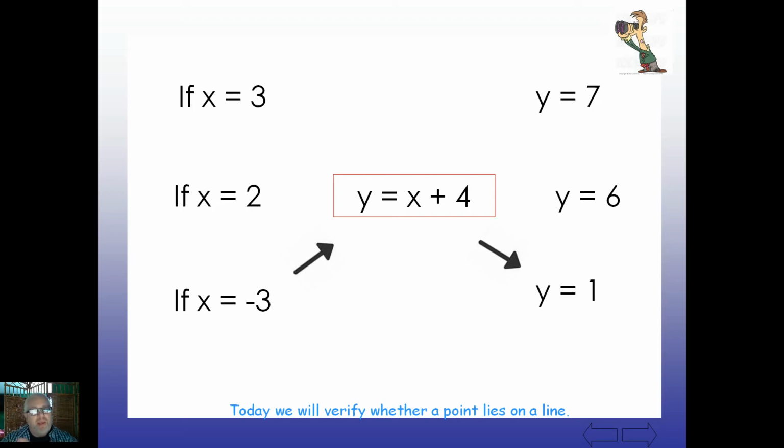I shouldn't plug in negative 3 and get 1 as an answer, and then plug in negative 3 and get 2 or 0. I should only get one response. That is the definition of a function.